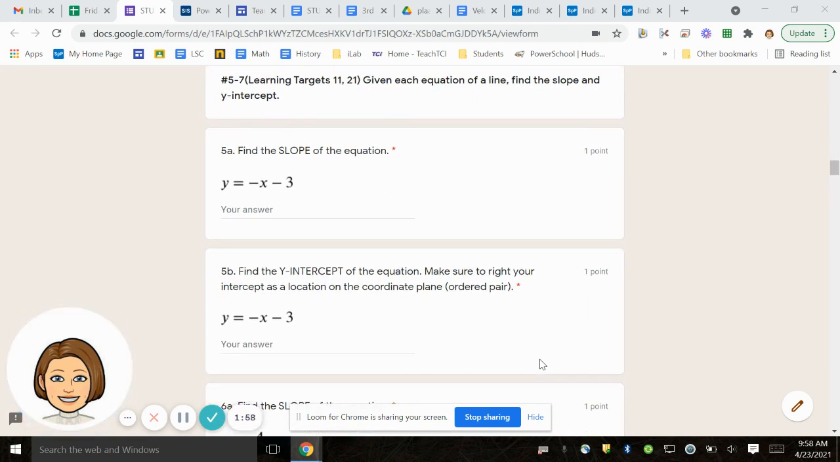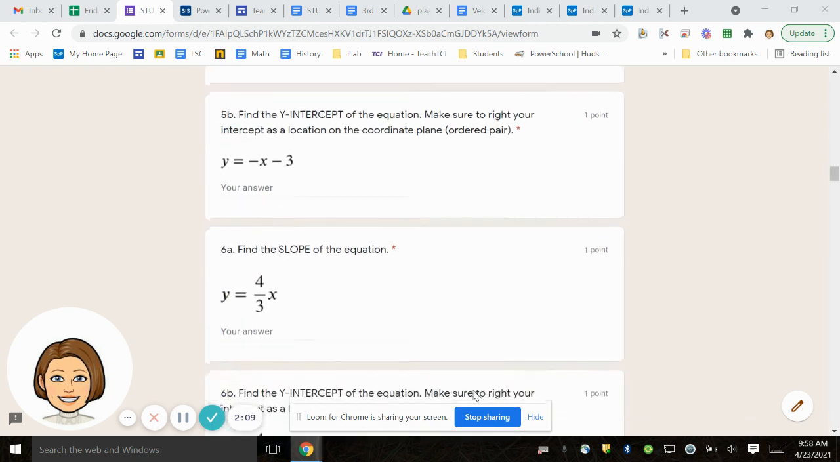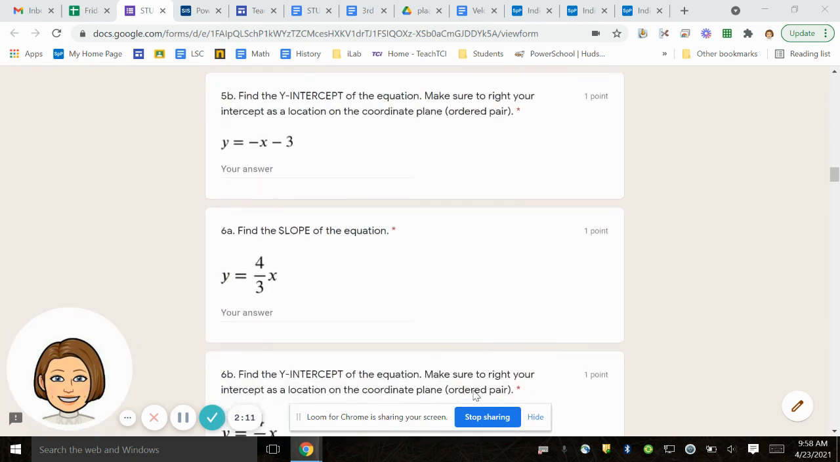5a, find the slope of this equation. y equals negative x minus 3. 5b, find the y-intercept of the equation.